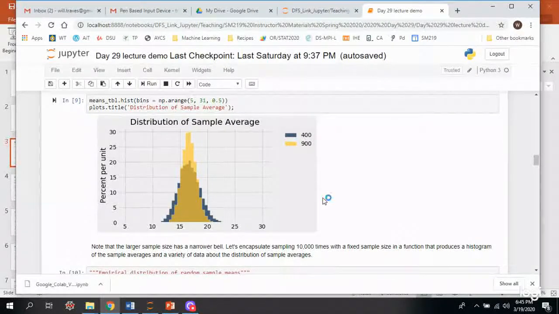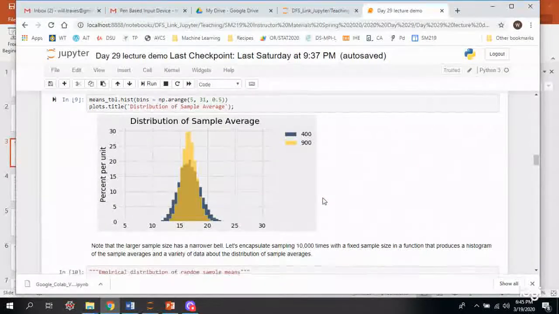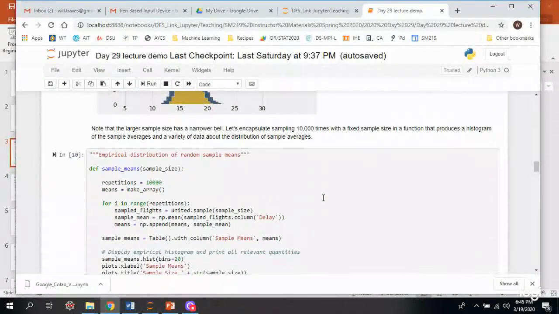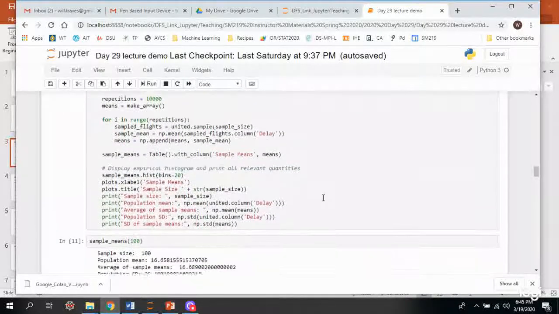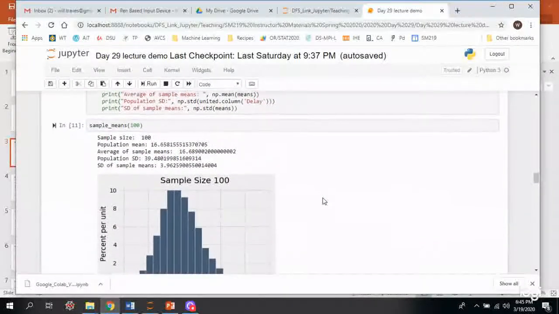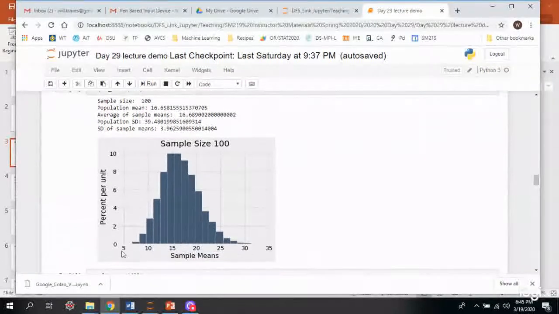We could encapsulate this process of sampling 10,000 times with a fixed sample size in a function that produces a histogram of the sample averages and a variety of data about the distribution of sample averages. So here's that function. I don't really need you to know all the details about this function, but when we apply it to size 100 samples, we get a bell-shaped histogram, mostly bell-shaped. It's got a bit of a right tail, but it's mostly bell-shaped.